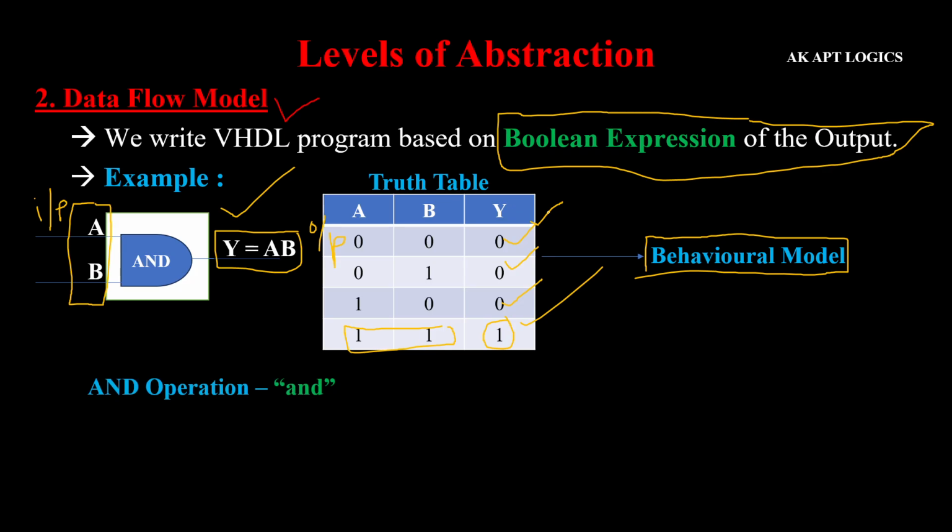Next, what is meant by the data flow model? In the data flow model, we need to use the keyword AND, which performs the AND operation. In the previous class we also used this keyword in the behavioral model, in the if-else parentheses, where we specified A equal to '0' and B equal to '0' and Cin equal to '0', then sum <= 0 and cout <= 0.